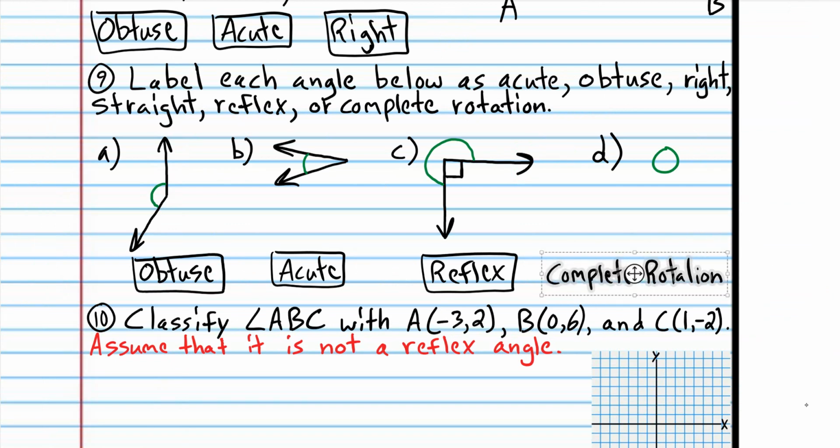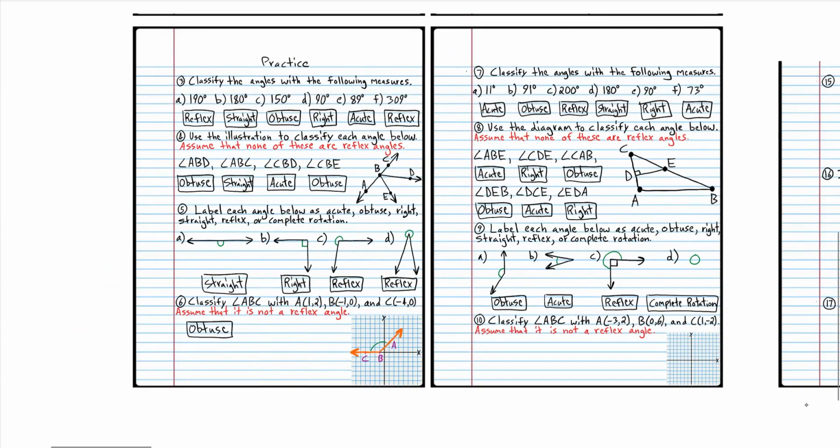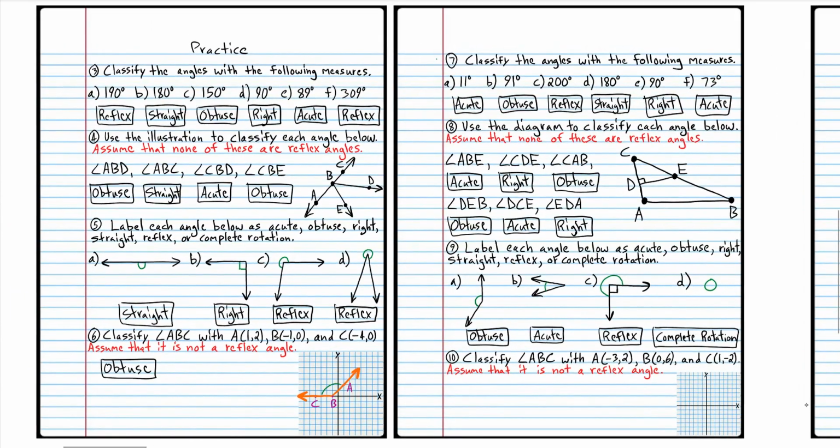So if you got that one right, good. It's complete rotation because it's just a circle. That signifies that we're rotating completely until we get to the point where we started, or the direction where we started. So if you got that one right, good job. Try number 10. When you come back, we'll do it together.